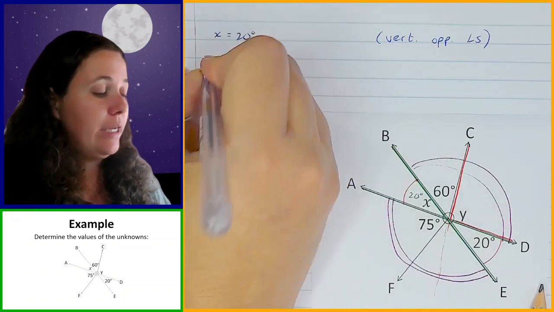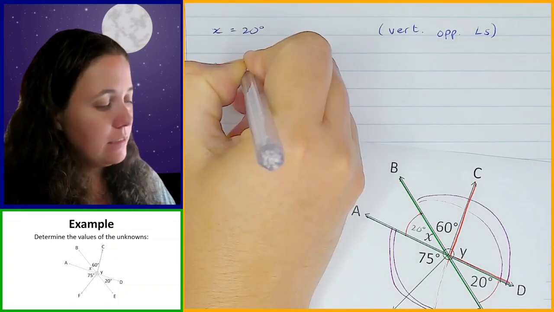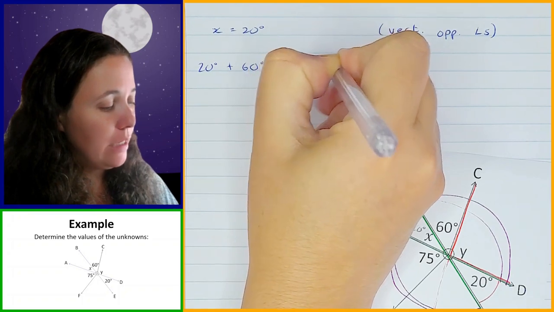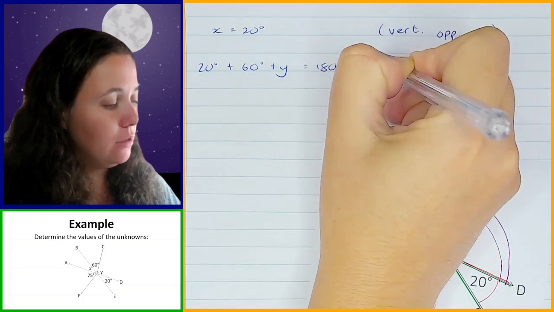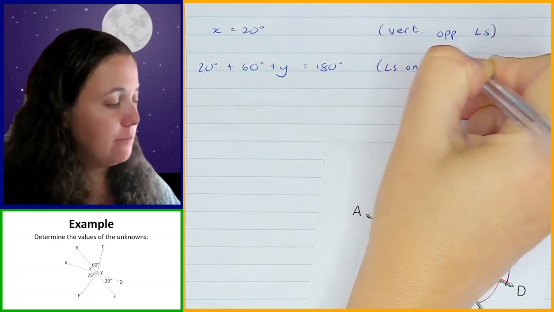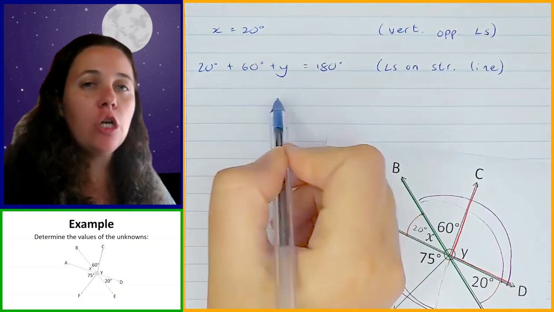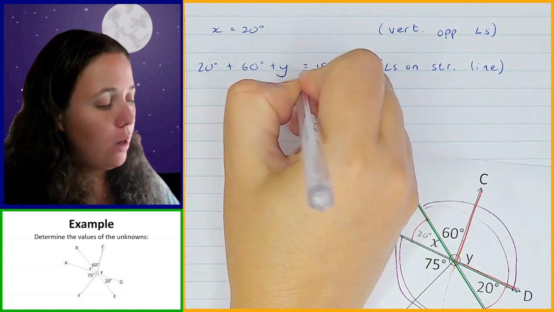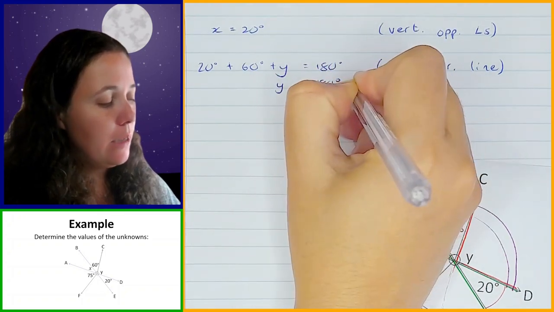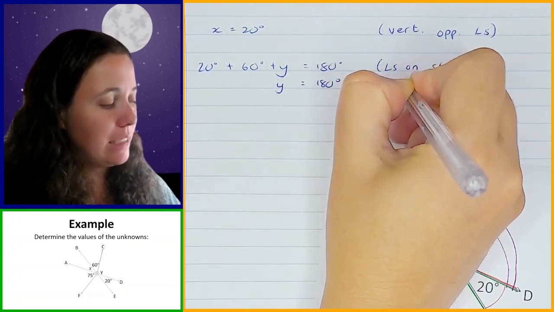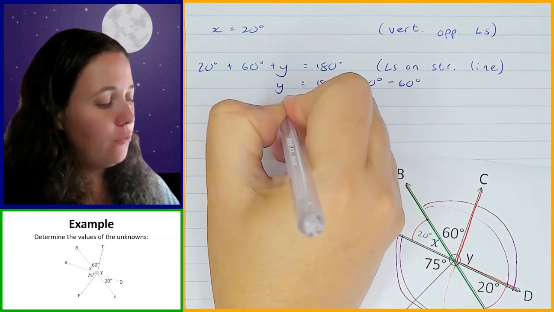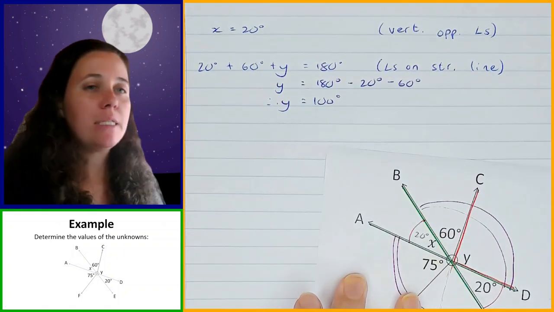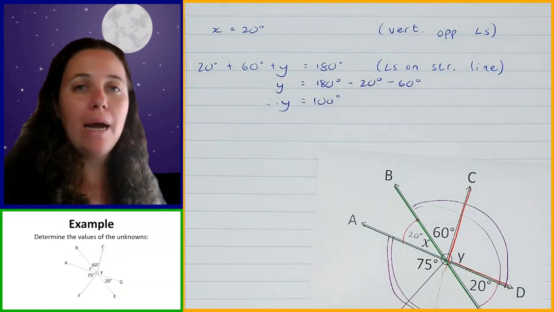So 20 degrees plus 60 degrees plus y must all add up to 180 degrees because of angles on a straight line. Now I can go and solve for y. I can take the 20 and the 60 away from that side. So y equals 180 degrees minus 20 degrees minus 60 degrees. Therefore y is equal to 100 degrees. So that's what you should get for angle y in this example.